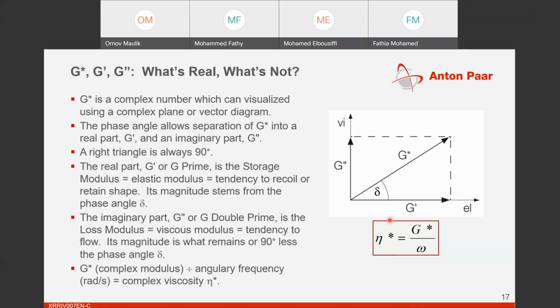So here we call it a complex viscosity, and it is given by G star divided by the frequency of the oscillations. When we have a demonstration, I will show you different ways in which you can interpret eta star, that is complex viscosity.